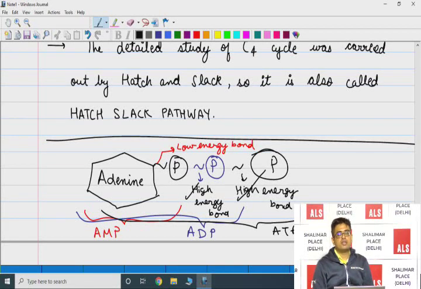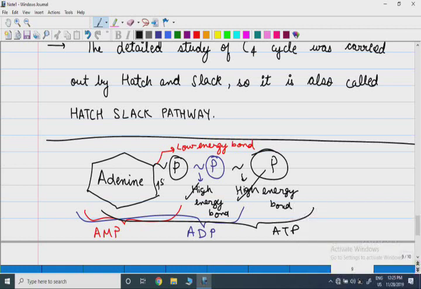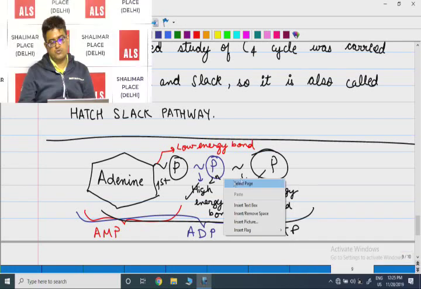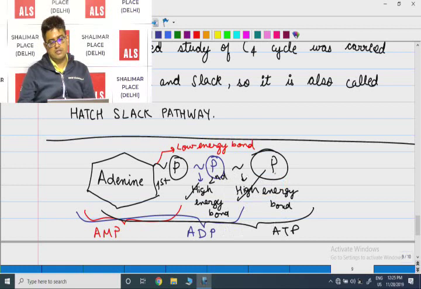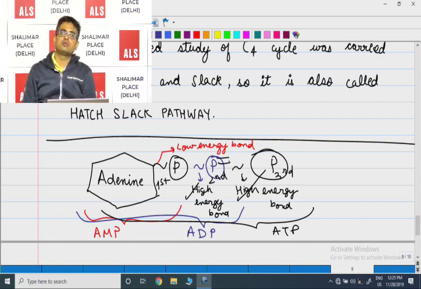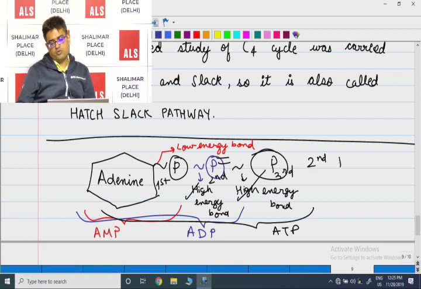The energy of breaking: this is the first phosphate, this is the second phosphate, this is the third phosphate. That is why I showed you the structure of ATP. This bond is equal to this bond. Second and third bond is equal. Breaking of the second phosphate bond is equivalent to breaking of the third phosphate bond. Same energy.